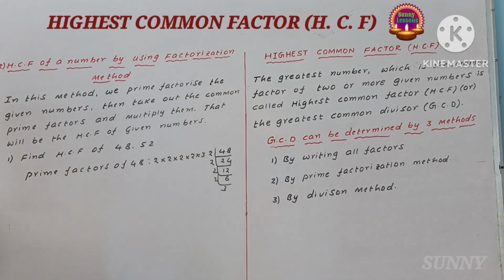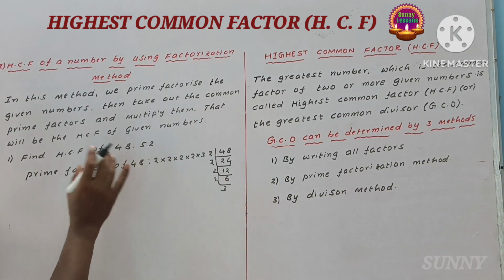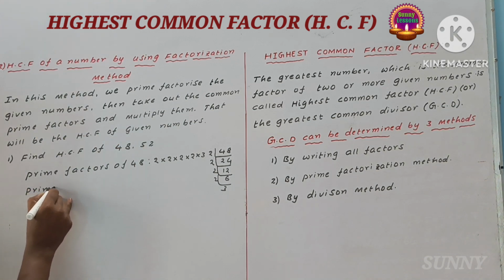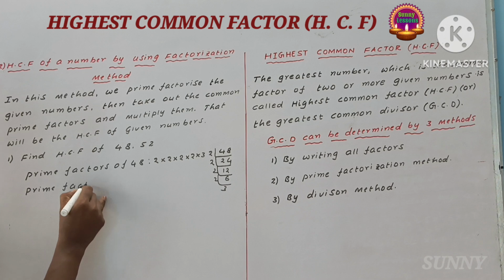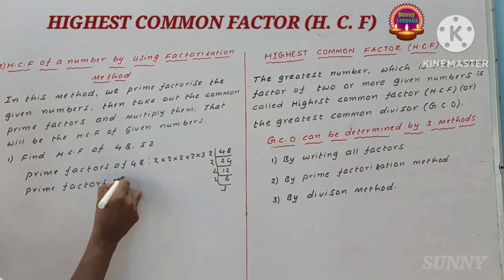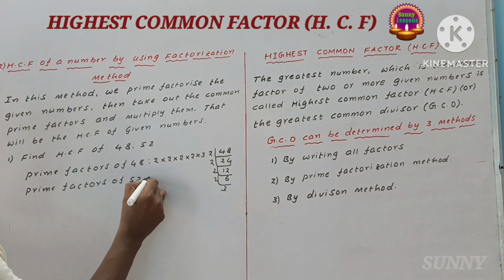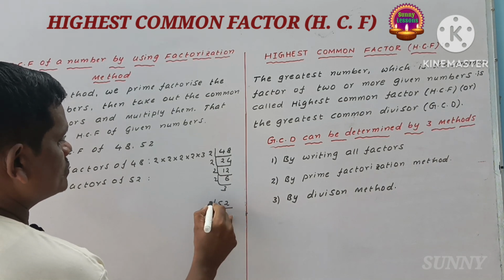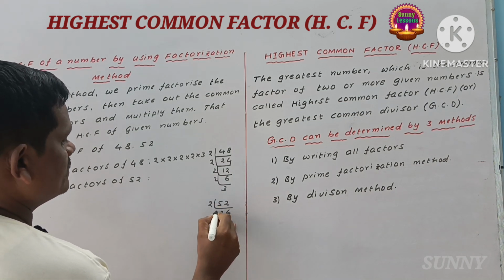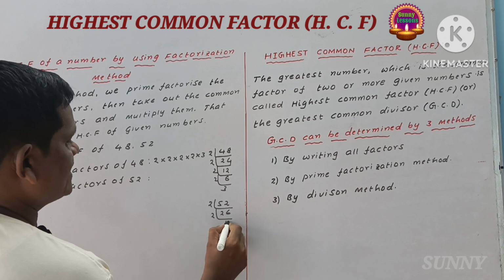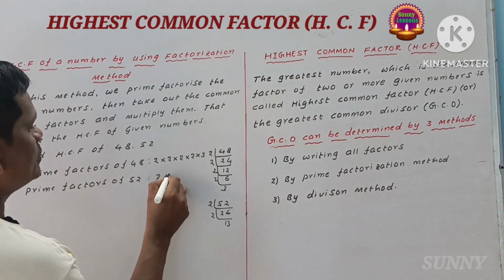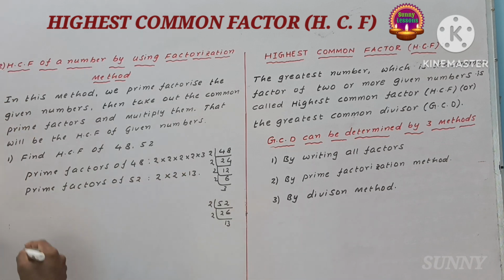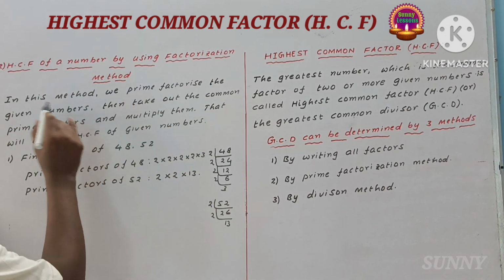These are the prime factors of 48. Write the prime factors of 52. 2 26s, 2 13. So 2 into 2 into 13. Yes. Write the prime factors of the given numbers.